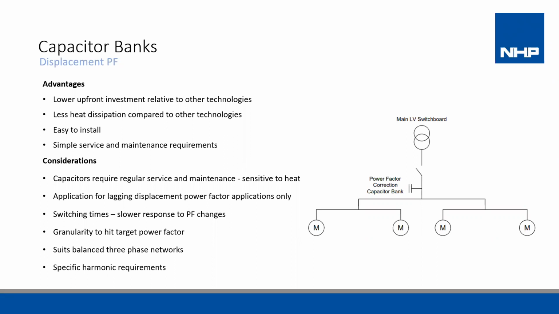And the steps are also granular depending on the step size. For example, if your system is set to 50 kVAR steps and you only require 20 kVAR or 30 kVAR compensation, you are either under or overcompensating.